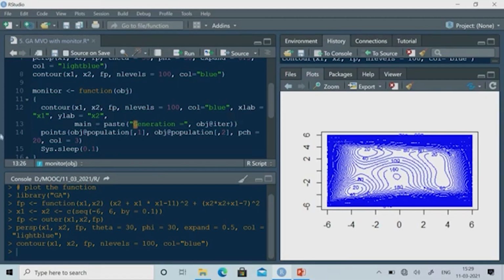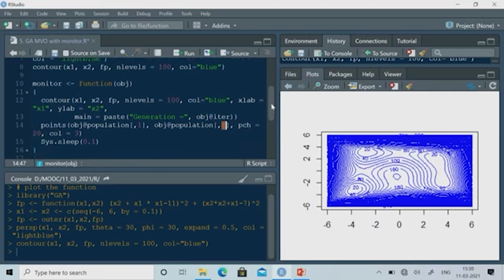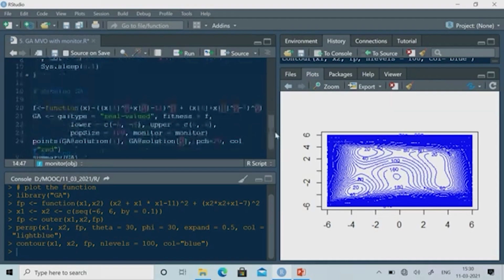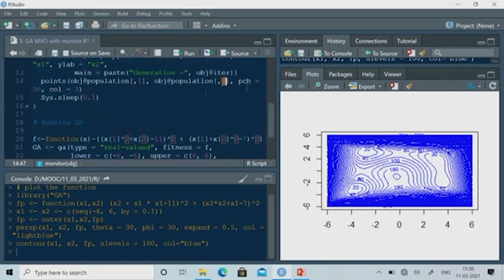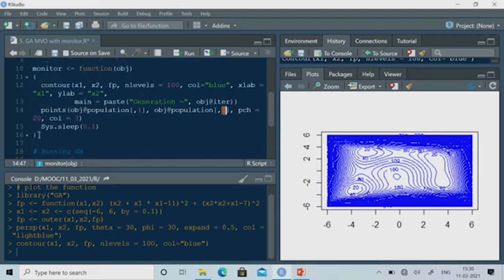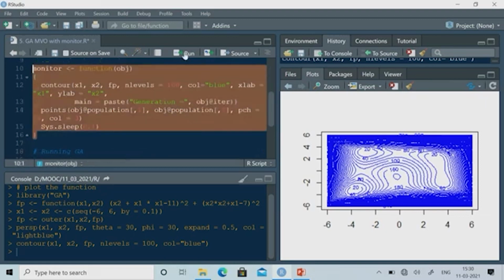So, that I am doing here, and then I am putting the population using the points function. In this case there are two variables, so the first one gives you the first variable, x 1, and I am writing comma 1, that means first variable for all rows, and similarly the second variable for all rows. Okay. And then PCH I am using 20, so it will give you a circular shape, and color I am using 3, and then the system will sleep for 0.1. So, this is the monitor function. Let us execute this.